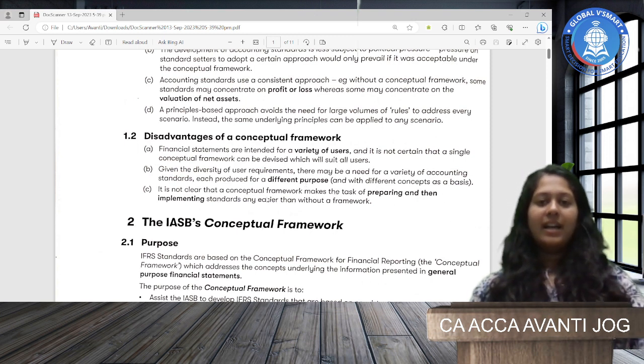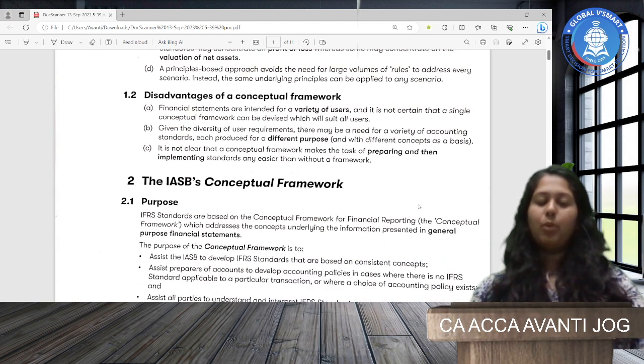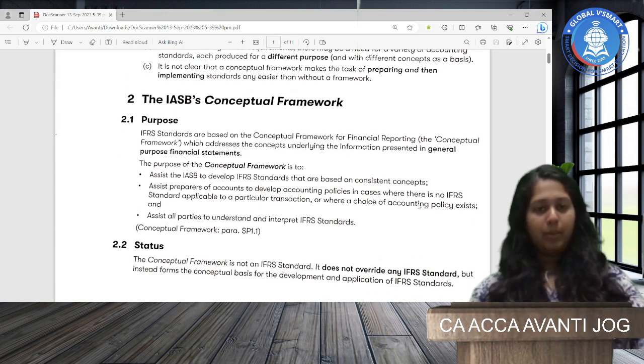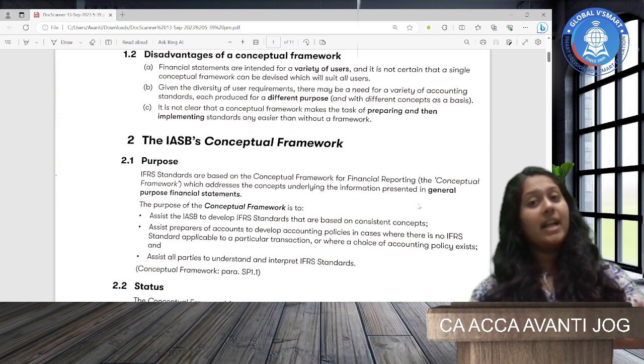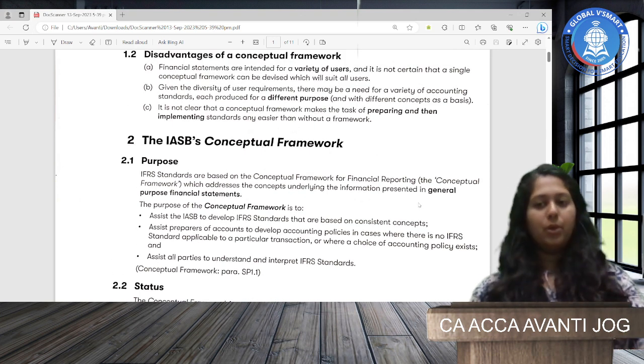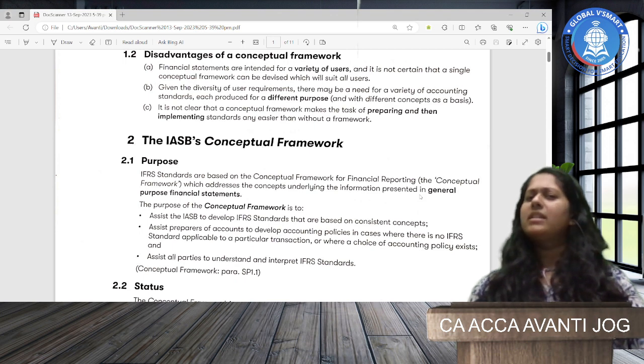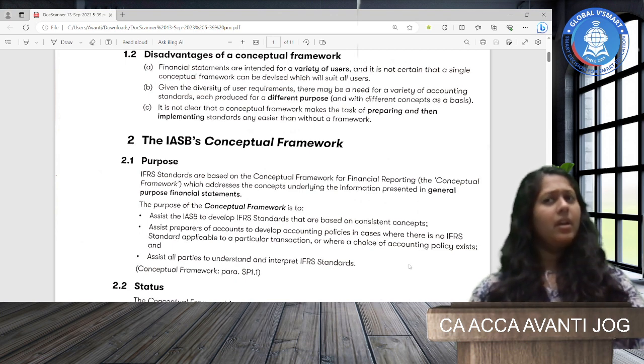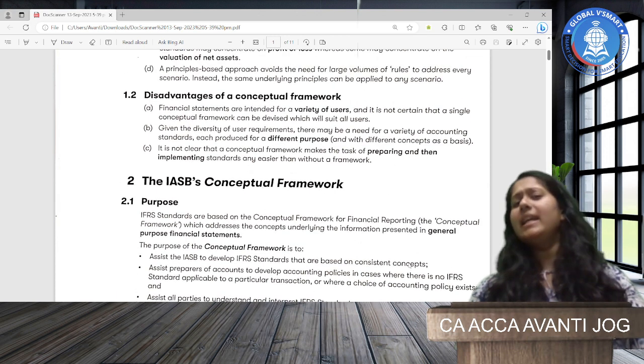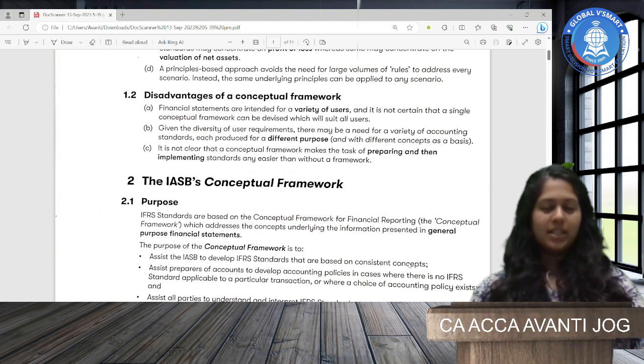It is not clear that a conceptual framework makes the task of preparing and then implementing standards any easier than without a framework. What they are saying is that even with a framework, there are many issues today with the financial statements and the interpretation of accounting standards. At times, people do find accounting standards very difficult to interpret, and hence conceptual framework does not make it any easier. Is it really so that conceptual framework is making it any easier? As some financial professionals opine.